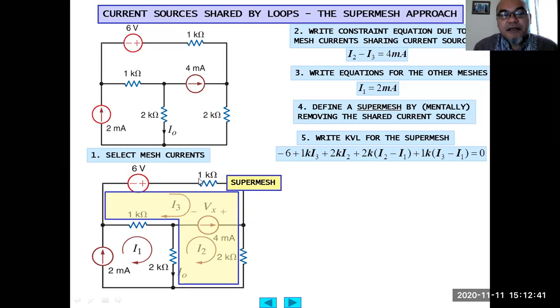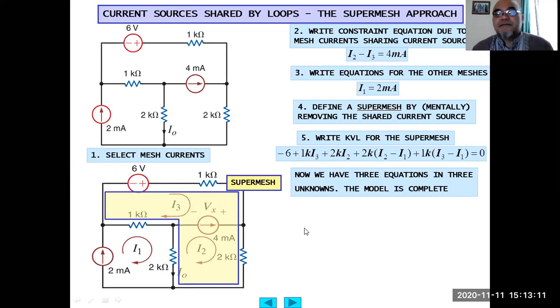Negative 6 plus 1 kilo ohm times I3. Then here we have 2 kilo ohm times I2 minus I1. Here we have 2 kilo ohm I2 here, and another 2 kilo ohm times I2 negative I1 here. And here we have 1 kilo ohm times I3 negative I1. Then coming back to the original point, it equals 0.